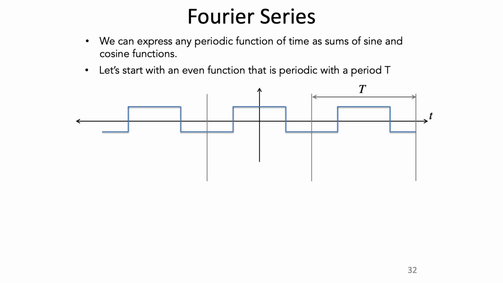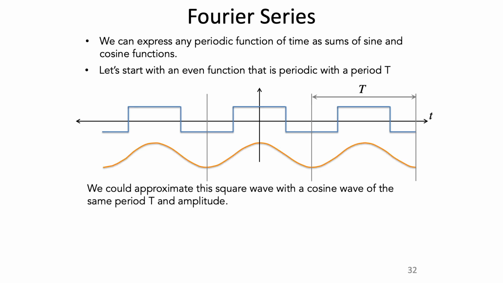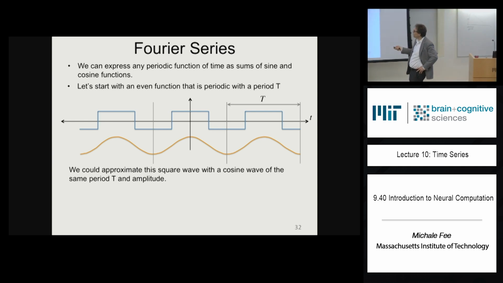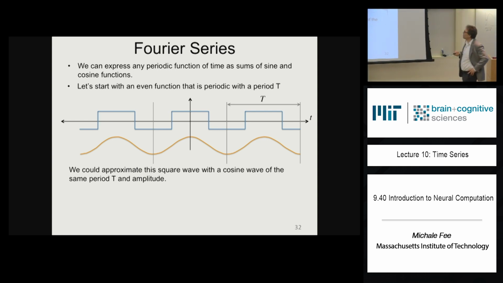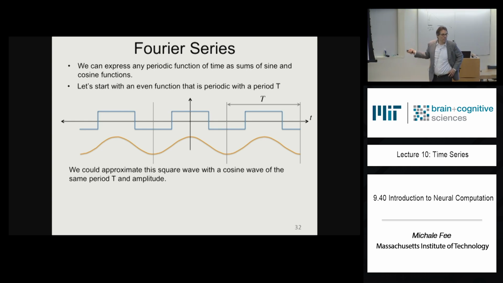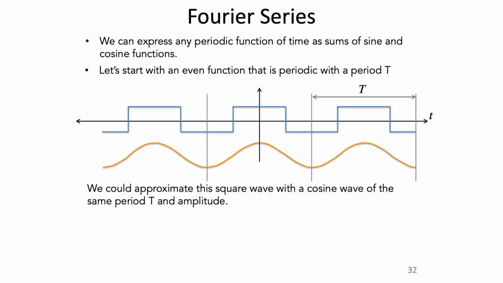We're going to take this periodic signal as a function of time. It's a square wave. It has a period capital T. And we're going to approximate that square wave as a sum of a bunch of different sine waves. The first thing we can do is approximate it as a cosine. The square wave has a peak there and a valley there, so the approximation is going to have a peak there and a valley there. We're going to approximate it as a cosine wave of the same period and the same amplitude.